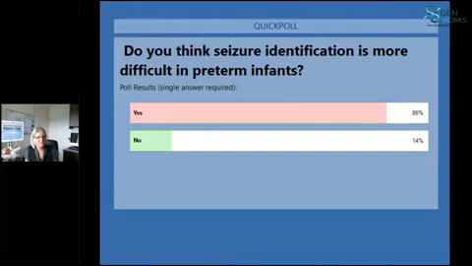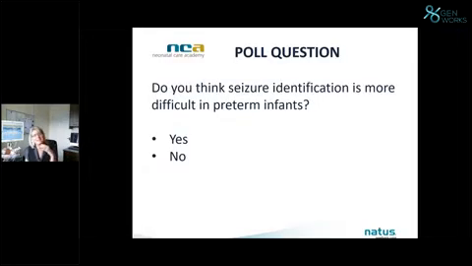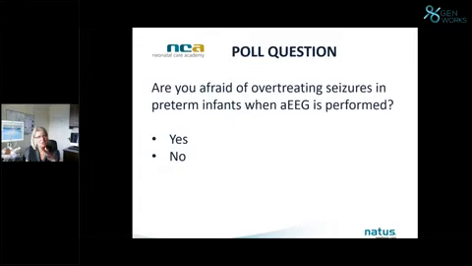They're not seizures. Okay, so that kind of then is going to lead me into my next question. We think it's more difficult to identify seizures, but we're not monitoring them continuously. So my next question to you, if you think it's more difficult to identify them, are you afraid of over-treating seizures in preterm infants? If you're performing AEEG, do you think you will over-treat these babies?